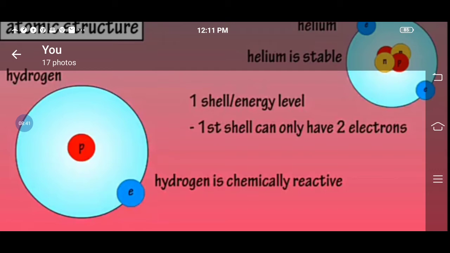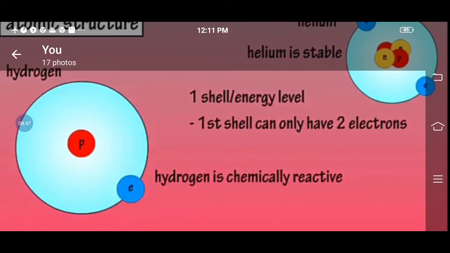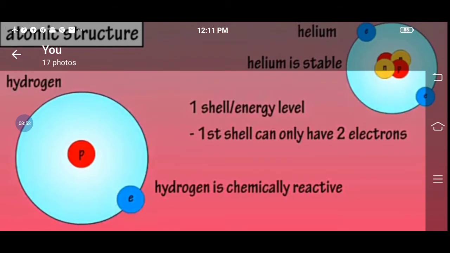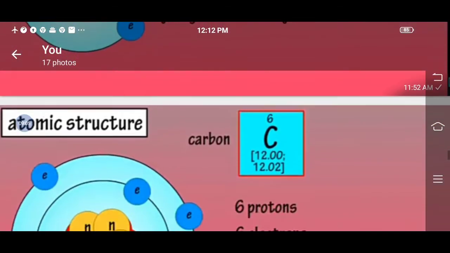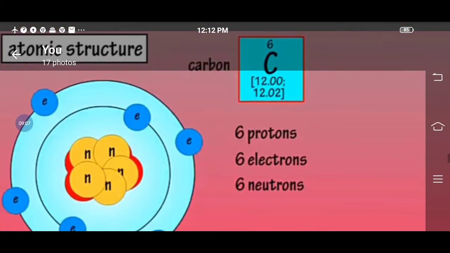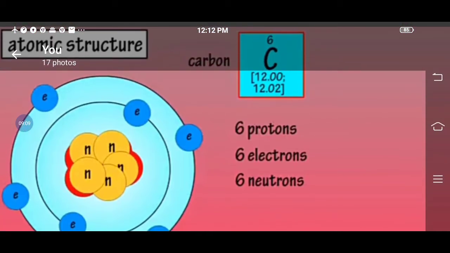In the case of hydrogen, there is only 1 electron. Because of that reason, it is unstable in nature, and because of instability, it is more reactive. In the case of helium, there are 2 electrons in the first orbit, so helium is more stable and less reactive in nature. Next, coming to the next element, it is called carbon.